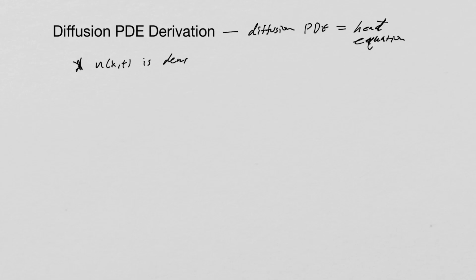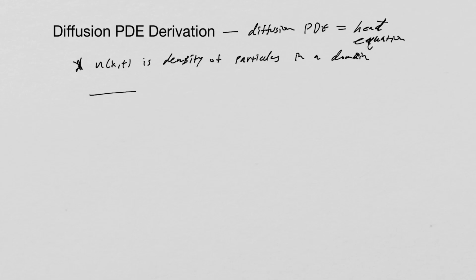Hello and welcome. Today we're going to be talking about deriving the diffusion PDE equation. And it should be noted that the diffusion PDE is the same thing as the heat equation, except of course a few things. One, u of x comma t is the density of particles in a domain.